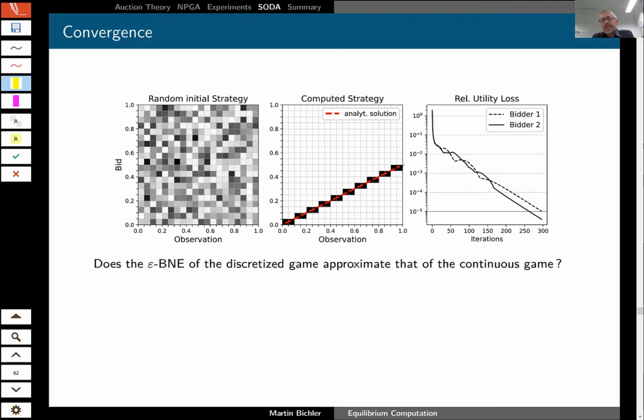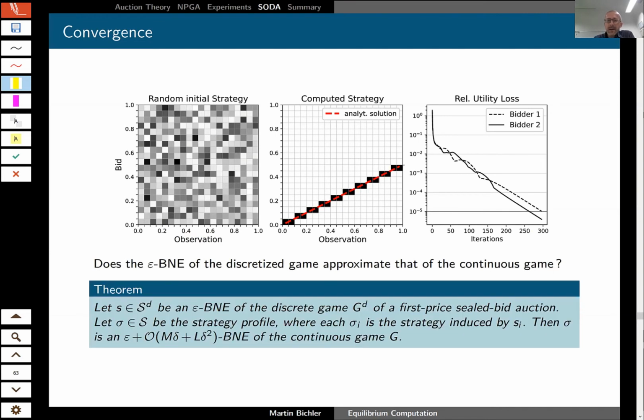One of the questions that you can ask yourself is, does the epsilon-Bayes Nash equilibrium of the discretized game that we play here approximate that of the continuous game? And that's what we essentially show in this paper. This is a bit of ongoing work, but almost through. And it essentially says that if we have an epsilon-Bayes Nash equilibrium for the discretized version, it's also, say, a kappa-Bayes Nash equilibrium for the continuous game, right? So it's not too far away from the Bayes Nash equilibrium of the continuous game.